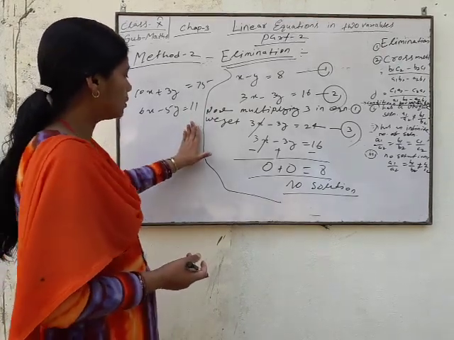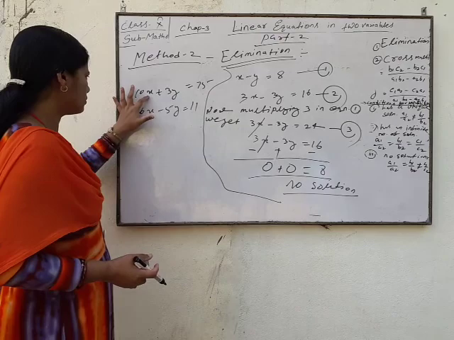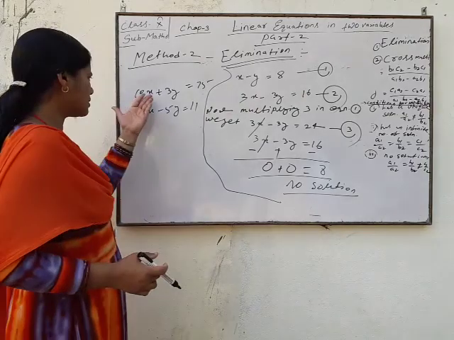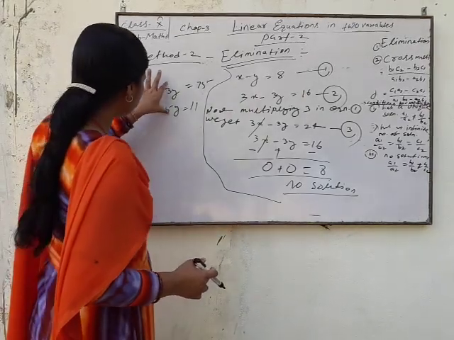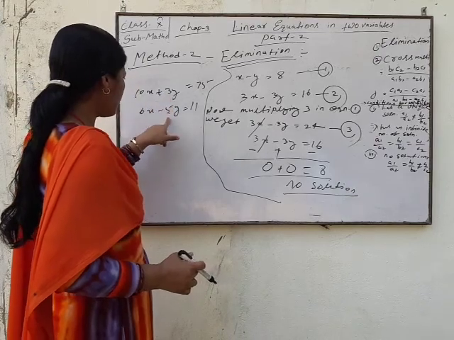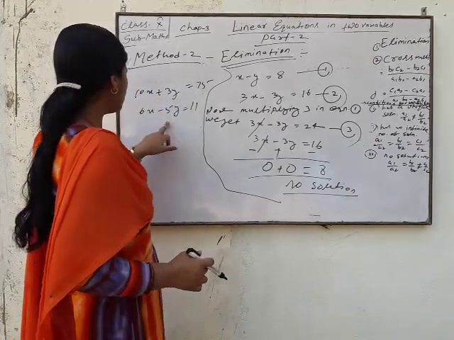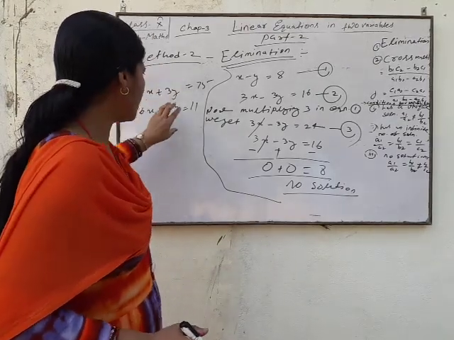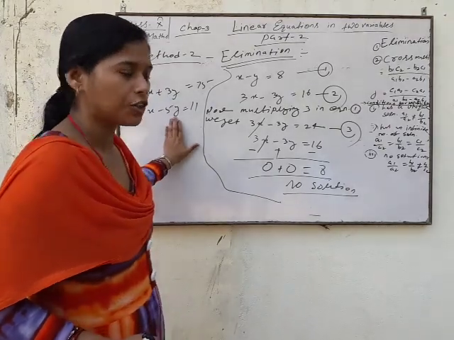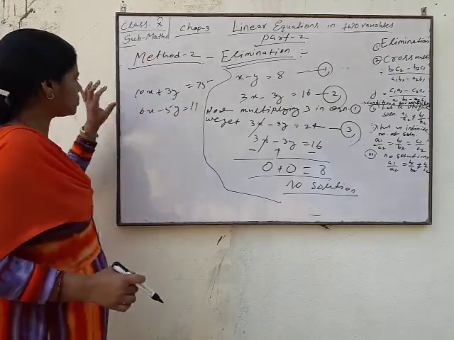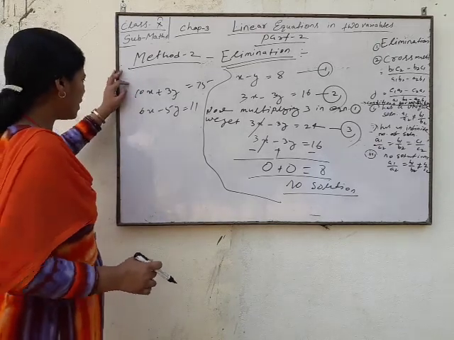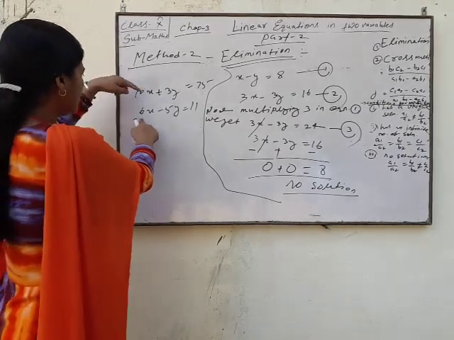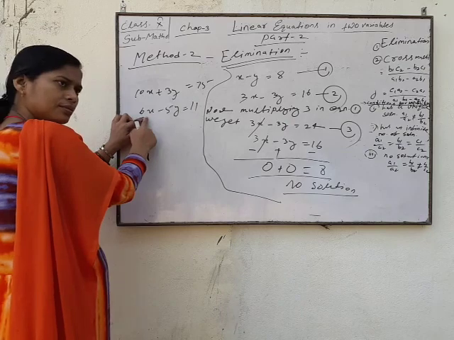Now the same process. Here you try to eliminate one unknown variable, either x or y. Here the coefficients of y, 3y and 5y, are on opposite sides. So here we should multiply equation 1 by 5 and equation 2 by 3. Otherwise, if you want to eliminate x, you multiply equation 1 by the coefficient of 6 and equation 2 by the coefficient of x.